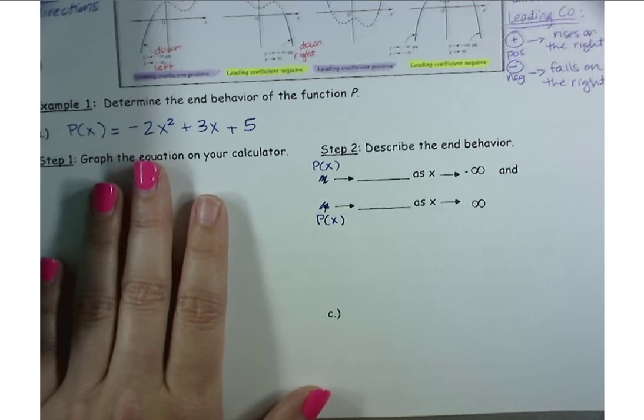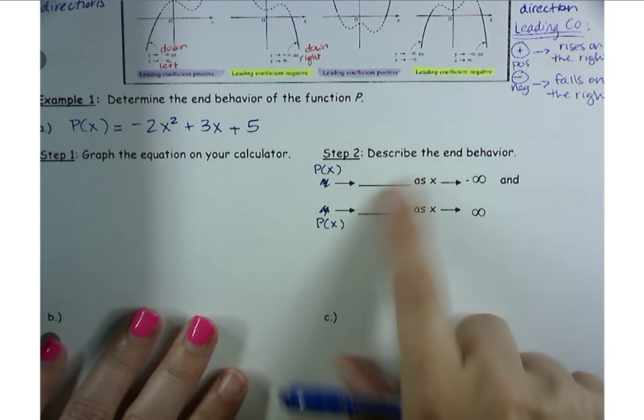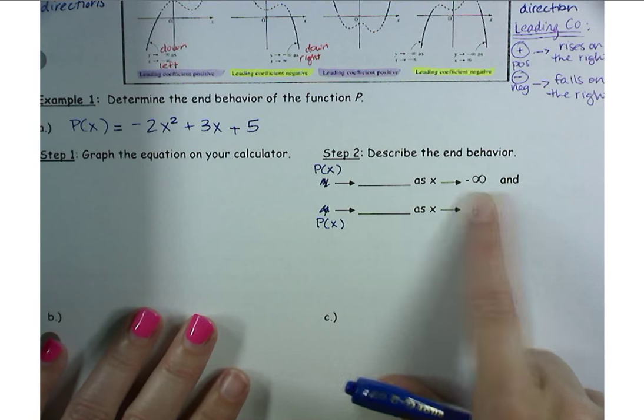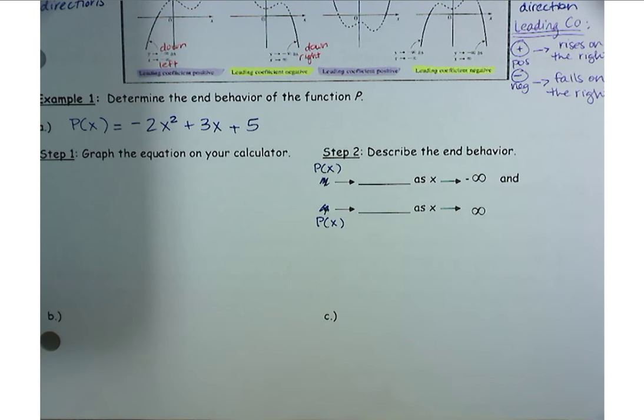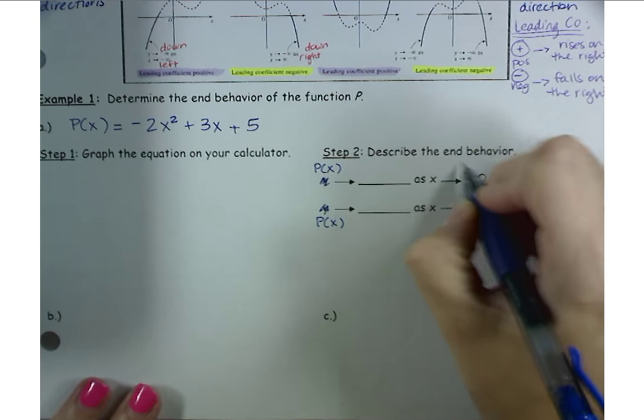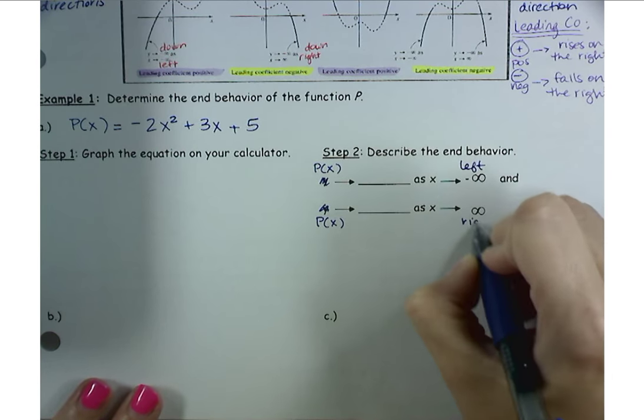So we're going to describe the end behavior. Notice that I said p of x goes to blank as x goes to negative infinity, and p of x goes to blank as x goes to positive infinity. Your x's, you're always going to have opposites. Why? What are you telling me about this? You're telling me what happens at the two ends, right? There's always going to be a right end and a left end. So you always have to make sure you tell me both. So you have to tell me what's happening on the left side, and you have to tell me what's happening on the right side. So remember, this means left, this means right.